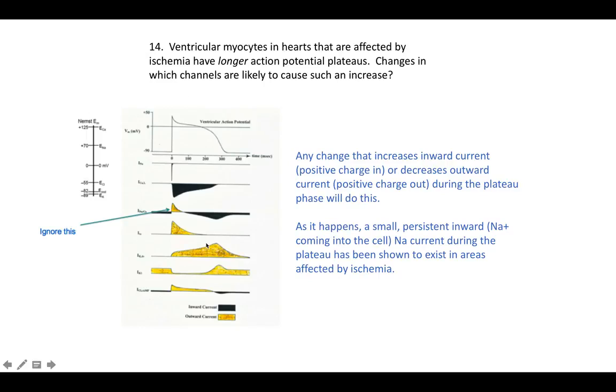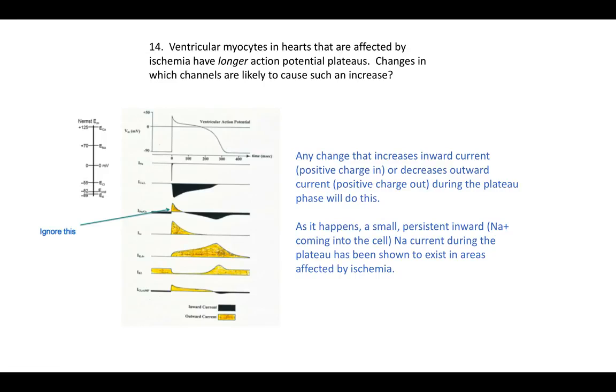Okay. On the other hand, these are the inward currents, and if you have an increase in inward current, you lengthen it. If you have a reduction in outward current, that's the yellow, the delayed rectifiers, IKR, IKS, or perhaps chloride current, if you have any kind of a reduction in those currents, then you're going to tend to lengthen this plateau phase as well. Okay, so it could be any of that.